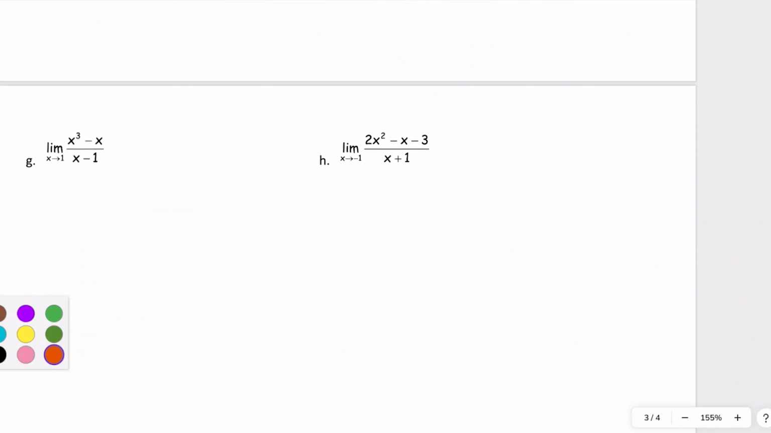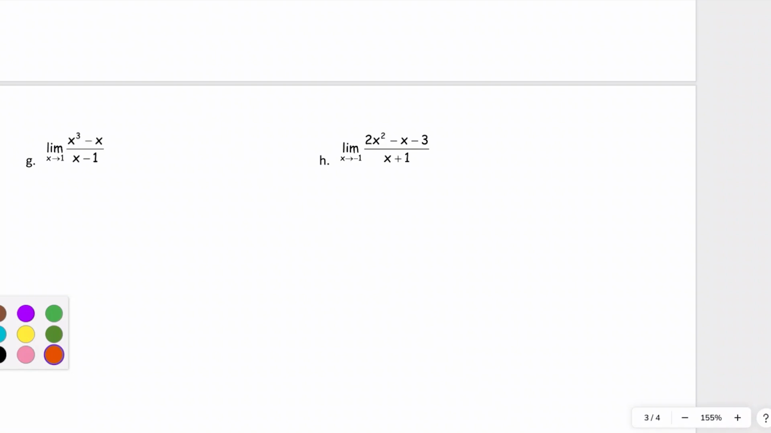Letter G. Okay, can't plug in 1. Most of these are not going to be able to just use direct substitution right away, unfortunately. Those are kind of the easiest problems because you're just plugging it in and simplifying the expression, but that is not going to be too frequent.